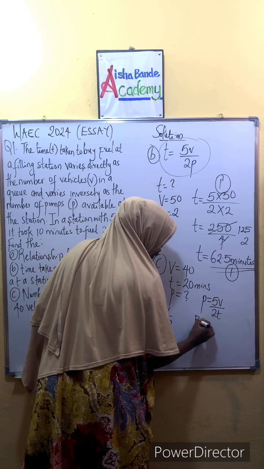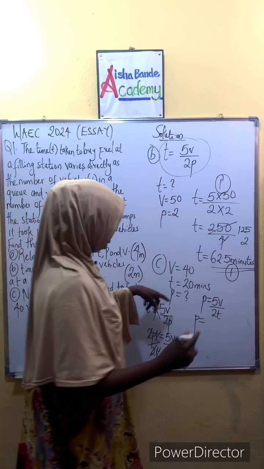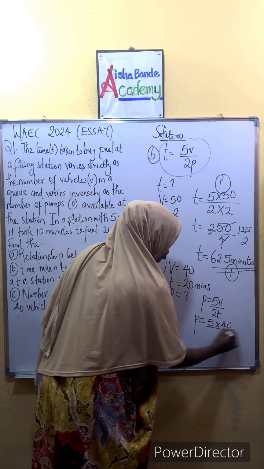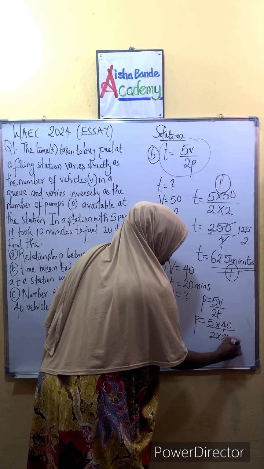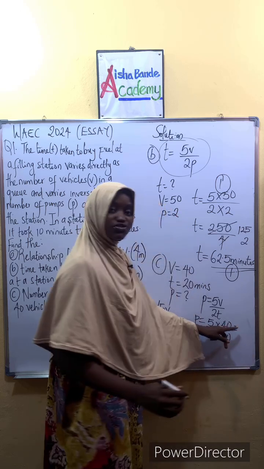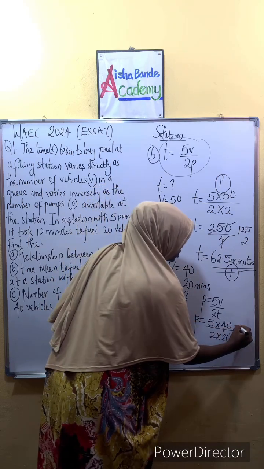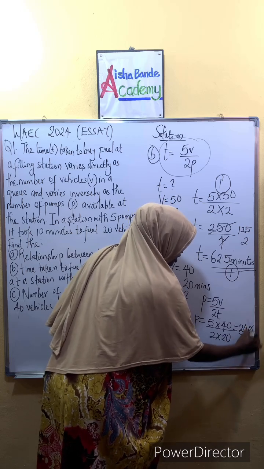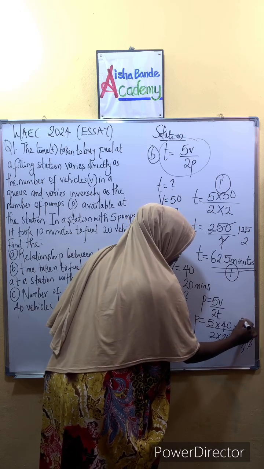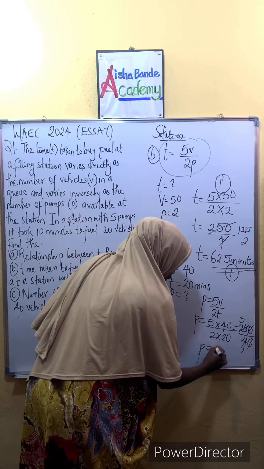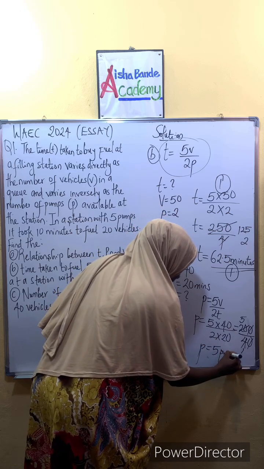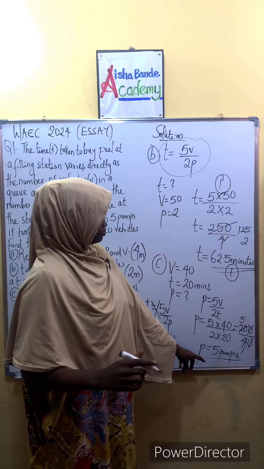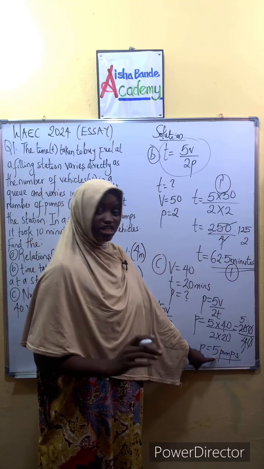So from here, we substitute in the values that have been provided. So P is equals to 5 times V, which is 40, all over 2 times T, which is 20. So here we have that 5 times 40 is 200, all over 2 times 20, which is 40. So here 0 cancels 0, 4 goes into 4 once, and 4 goes into 20 five times. So we have that P is equals to 5 pumps. Please, you have to state the correct unit so as to get your full mark.